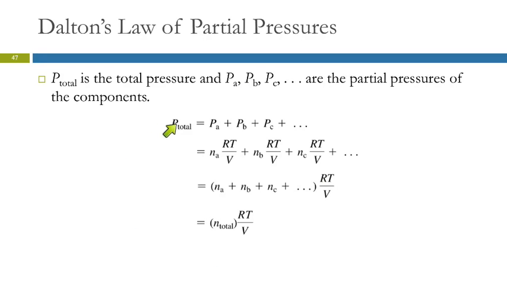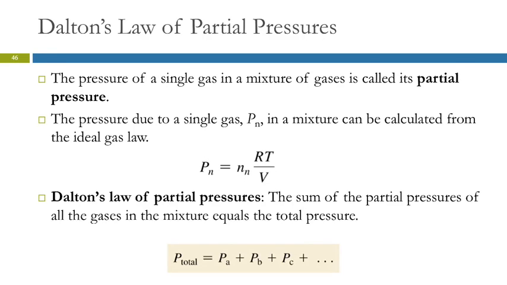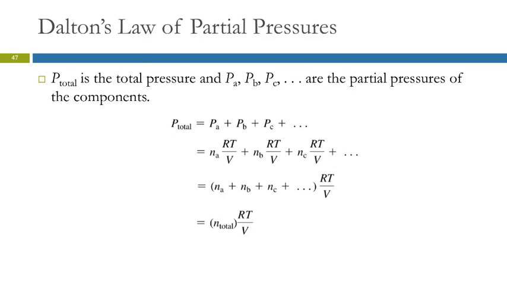So the total pressure is the sum of the pressure from each gas. The pressure of gas A is going to be the moles of gas A times the ideal gas constant, the temperature, over the volume, right? We just saw that over here. If you just solve the ideal gas law for pressure, that's what you get. And for gas B, it's going to be the moles of B times RT over V.